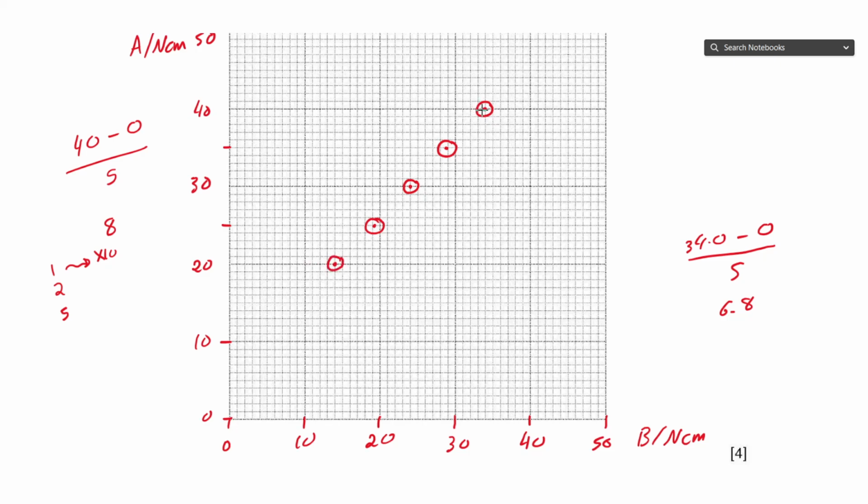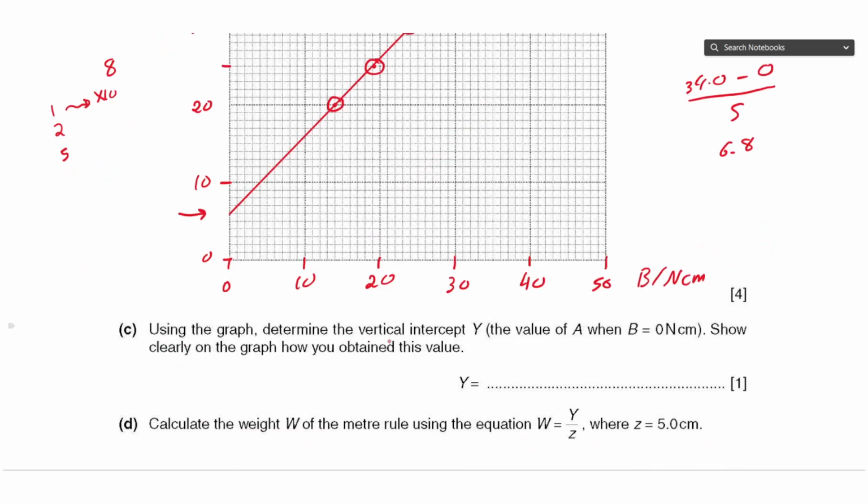It's here. Now we see if the first and last points make a straight line best fit. Yes, it's almost going through all the points. We continue the line. So we will most probably be asked to get the y-intercept here. Part C says using the graph determine the vertical intercept, which is y-intercept, for A at B equals 0 Newton. So this point here, we have 6 divisions. This is 6.0. Not everyone will get the same exact point.